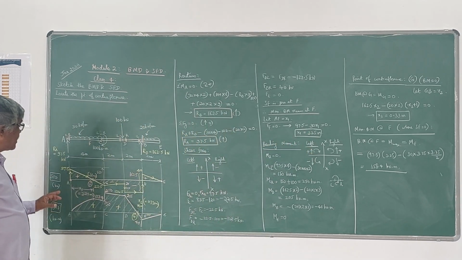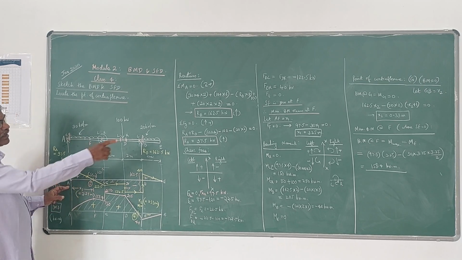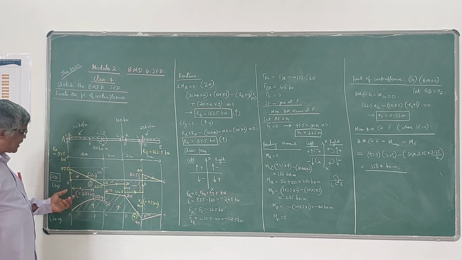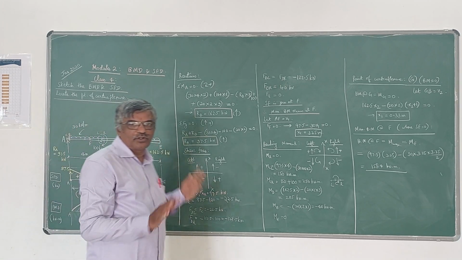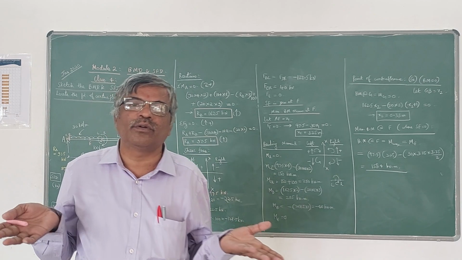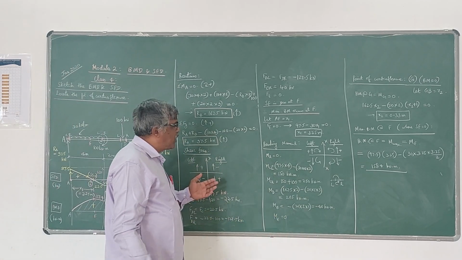That means the distance from point A where the shear force is 0 is x1, which is 3.25 meters. I have written it here. This is about the shear force diagram. Now let us try to draw the bending moment diagram. For that we need the values of bending moments at different points.